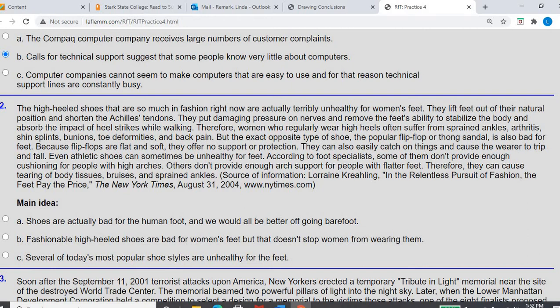Even athletic shoes can sometimes be unhealthy for feet. According to foot specialists, some of them don't provide enough cushioning for people with high arches. Others don't provide enough arch support for people with flatter feet. Therefore, they can cause tearing of body tissues, bruises, and sprained ankles.